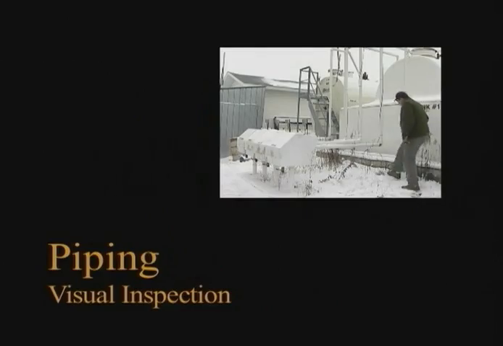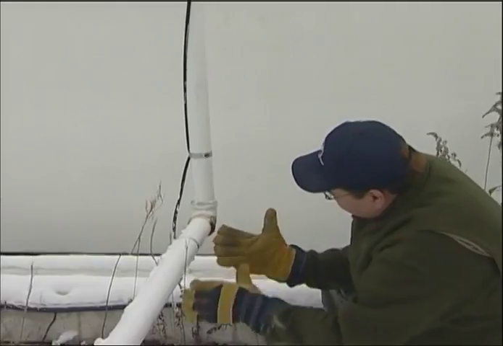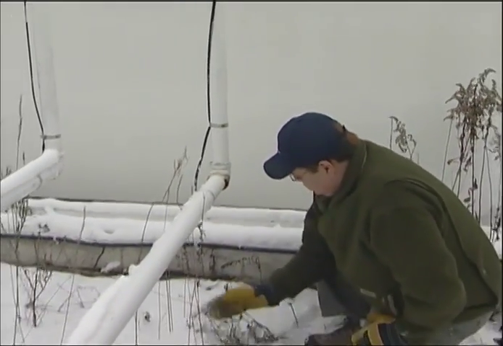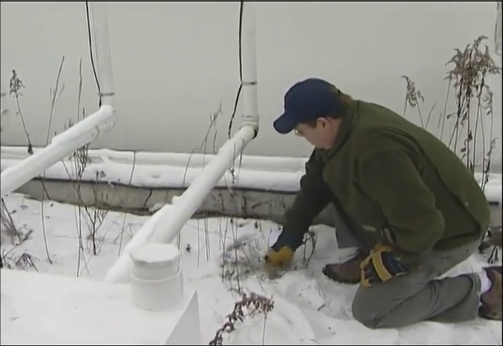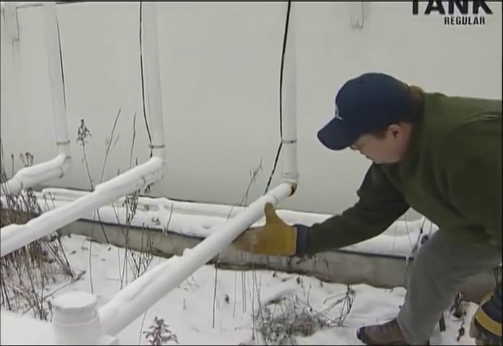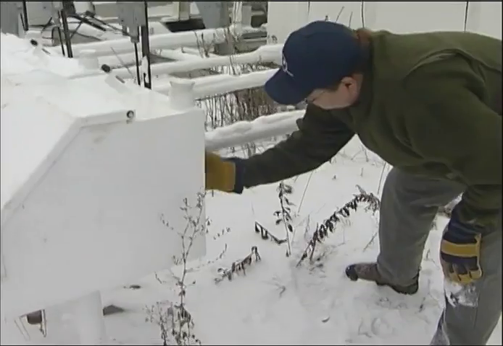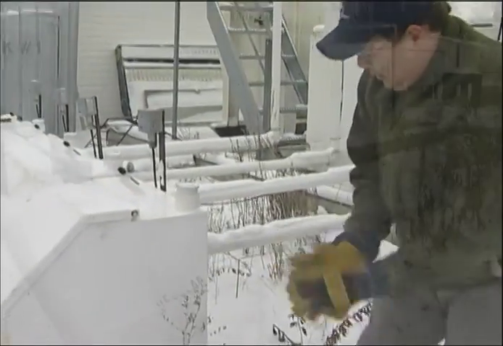Piping. A complete visual inspection of piping should be done weekly. Check all joints on piping by running your hand around the bottom of the pipe, checking for any fuel residue or leakage. Check on the ground for any visual signs of fuel dripping from the pipe and staining of the ground.